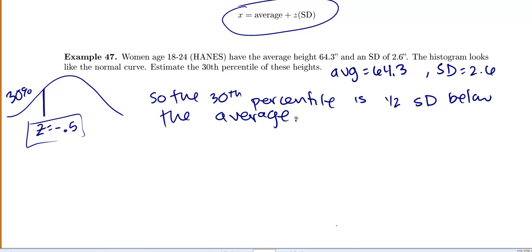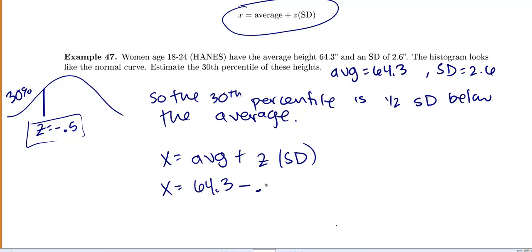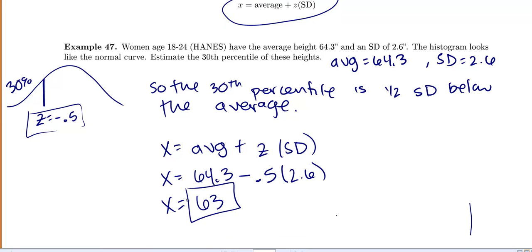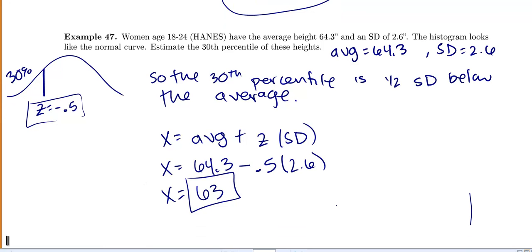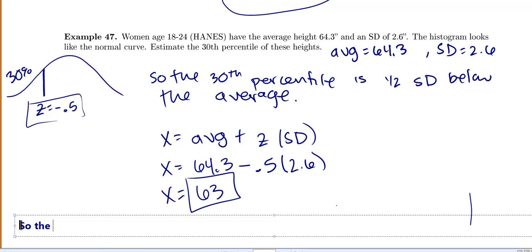Now let's figure out what height that would actually represent. Remember, x is going to be our average plus z times the standard deviation. So in this case, x is our average of 64.3, but then we have to subtract because z is negative, where half a standard deviation below the average, and my standard deviation is 2.6. So x is 63. So the 30th percentile is 63 inches.